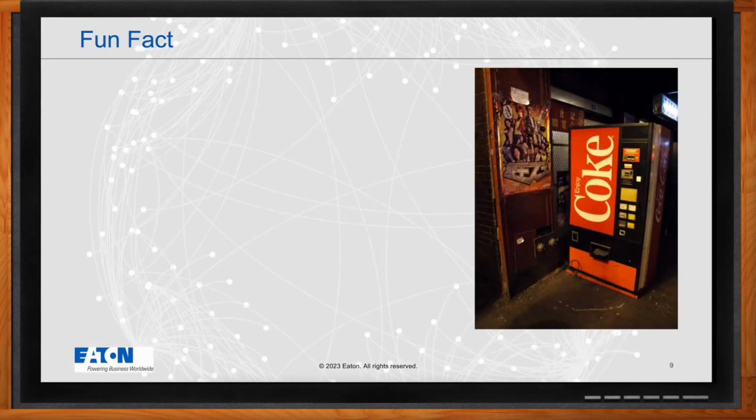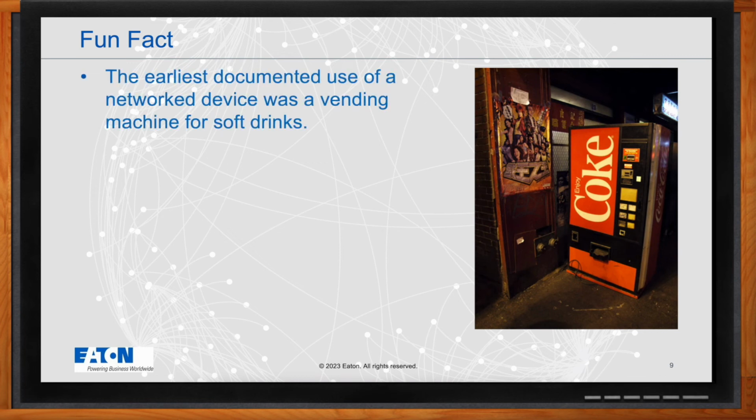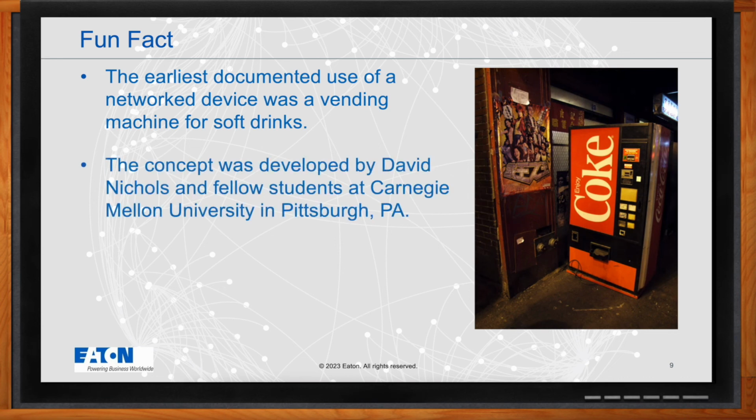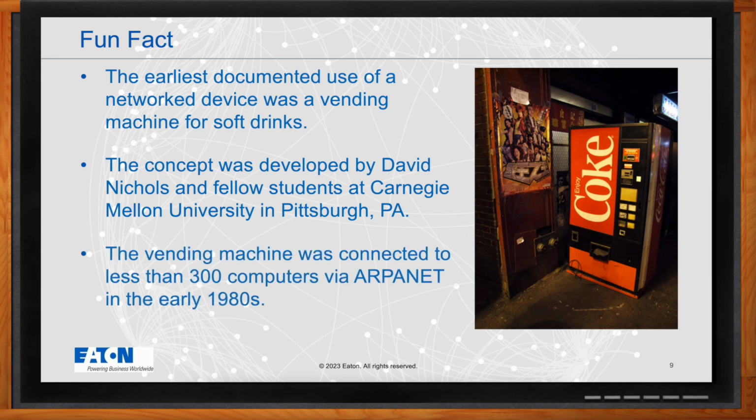Here is a fun fact about the beginning of IoT. The initial use of a network device was a soft drink vending machine conceptualized by David Nicholas, a graduate student at Carnegie Mellon University in Pittsburgh, Pennsylvania. Along with his fellow students, Nicholas devised a way to determine the availability of soda cans in the vending machine before making a long walk to its location. They used ARPANET to network the vending machine, granting access to around 300 computers.